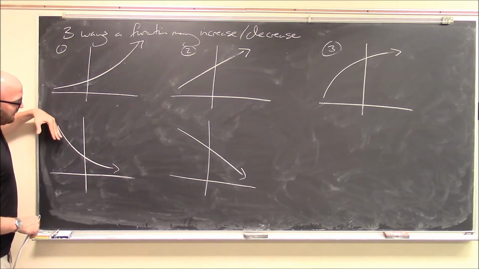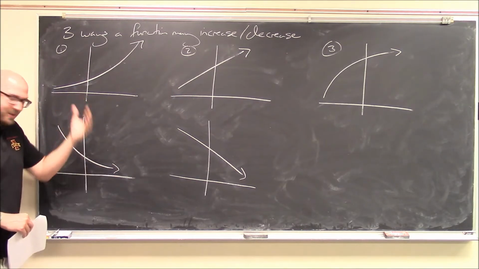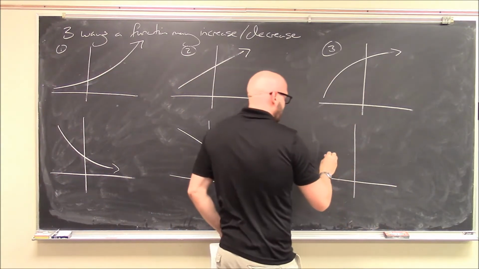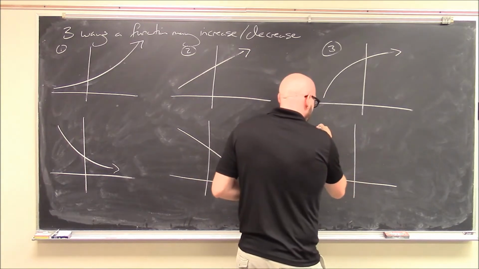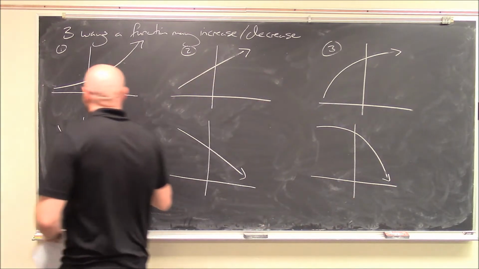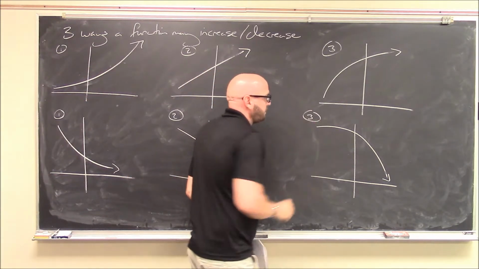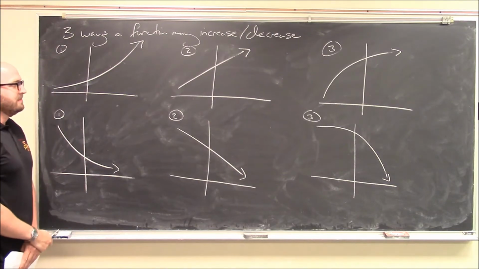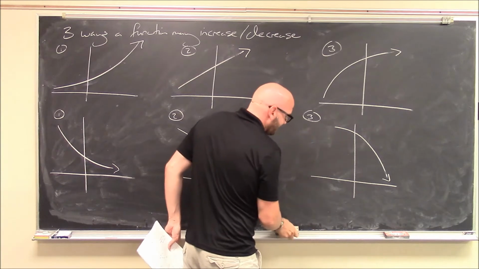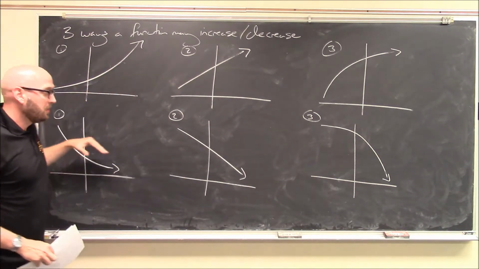Well, maybe I shouldn't say the steepness is decreasing. The steepness is tending towards 0, right? It's actually increasing in the positive direction. And over here, here's a function that's decreasing, but it's getting more and more negatively steep. So 1, 2, and 3. And as I look at this one, it's a little bit too flat there. Okay, so 3 increasing functions, 3 decreasing functions.